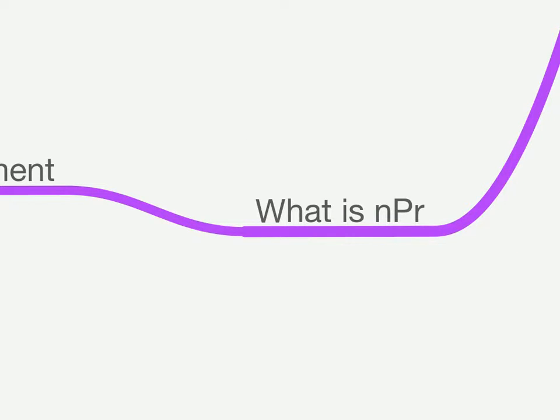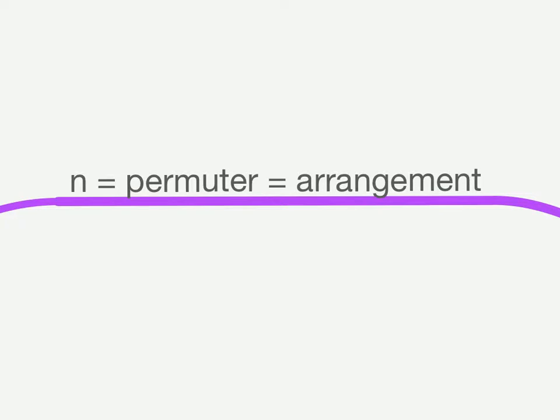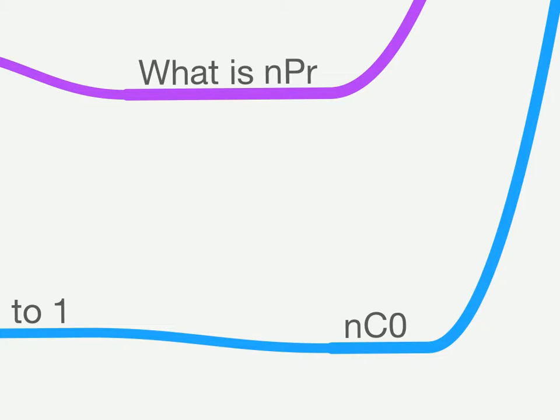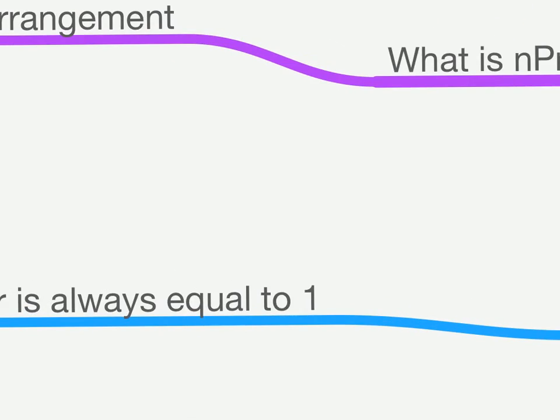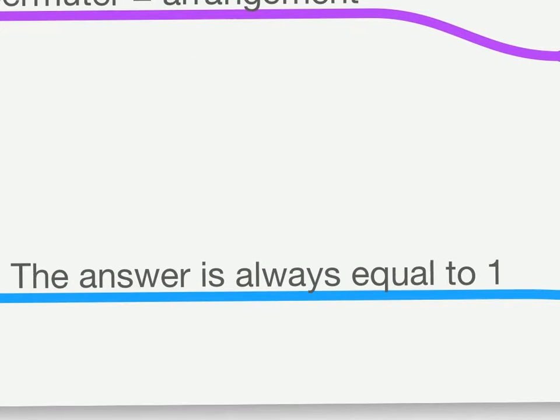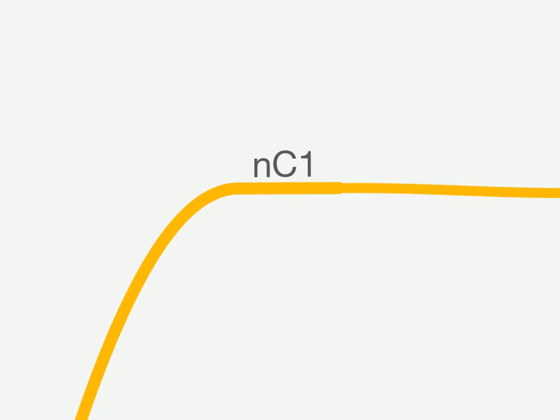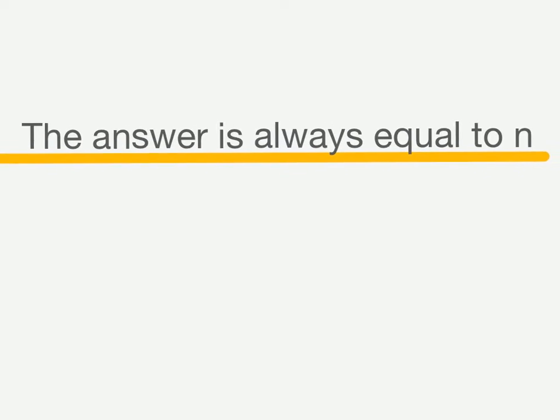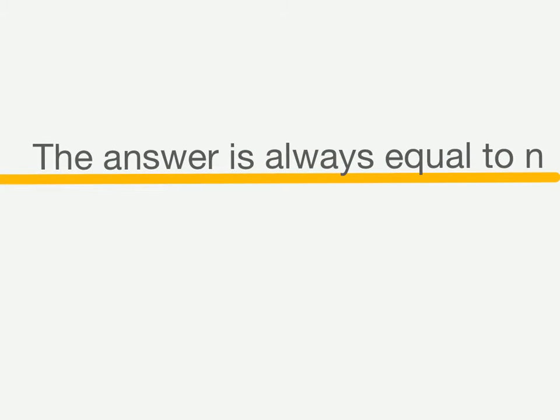What is nPr? In the formula, n is the permutation or the arrangement. So the definition of nPr is how many possible arrangements can be done with n objects chosen r times. Something that should always be remembered is that n choose 0 is always equal to 1. And if we have n choose 1, then the answer is always equal to n.